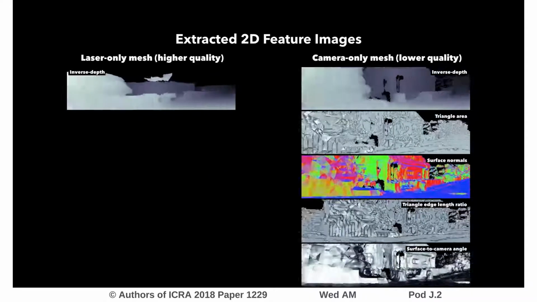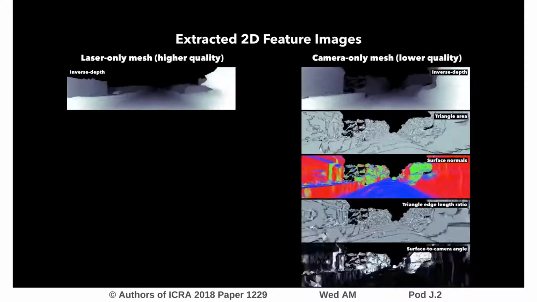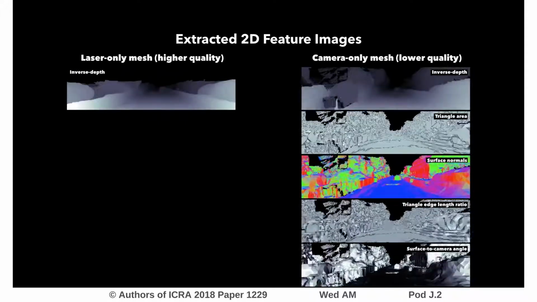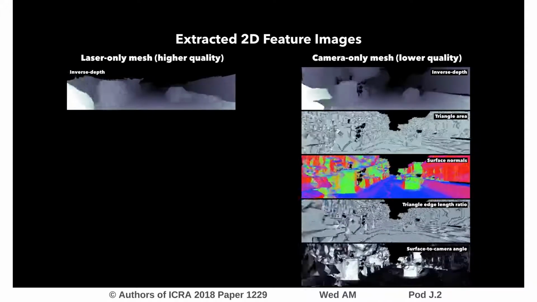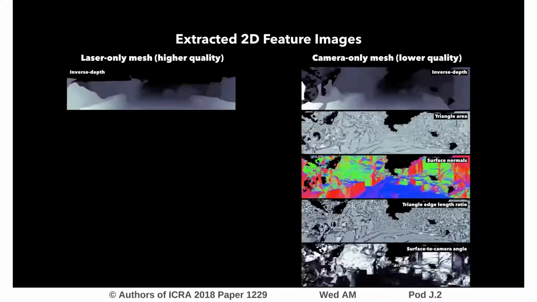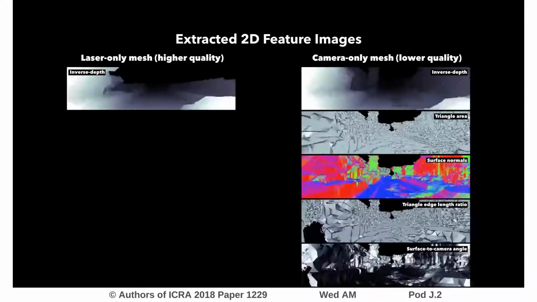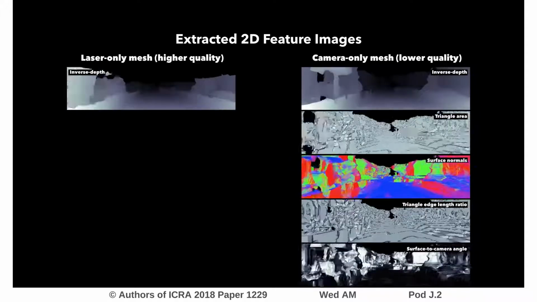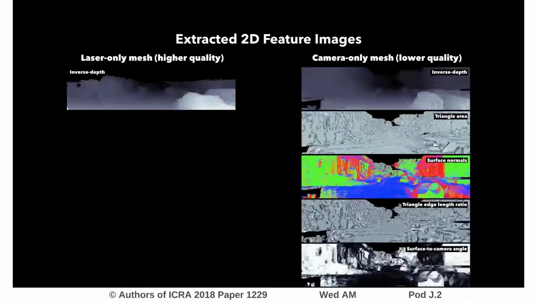Here we illustrate features produced from the two meshes. From the higher quality laser-only mesh, we generate inverse depth images. From the lower quality camera-only mesh, we generate images that contain inverse depth, the area of the mesh triangles, the surface normals, the aspect ratio of the triangles, and the angle between the surface and the camera.